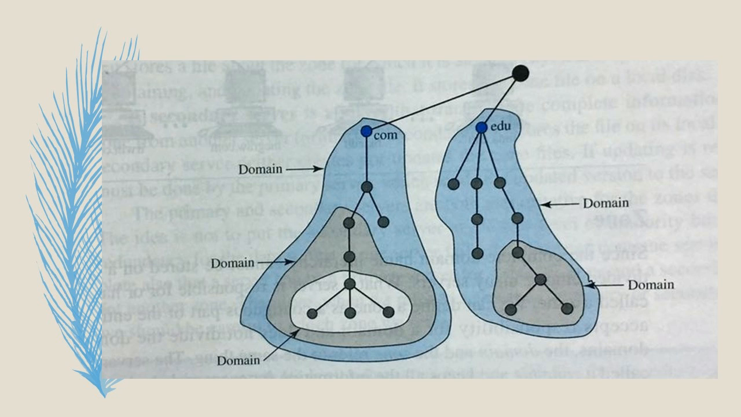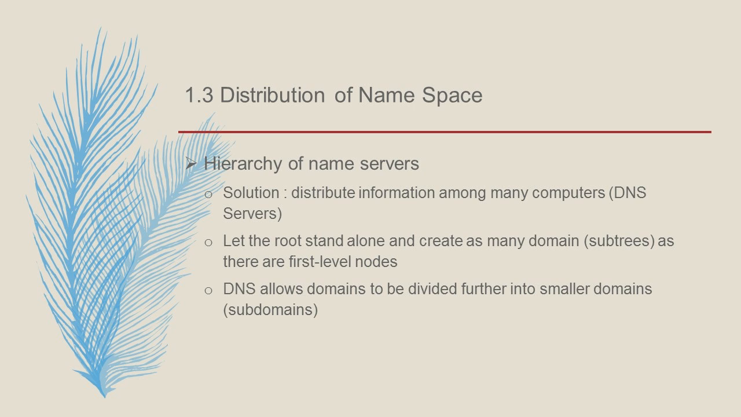The third topic in this chapter is distribution of namespace. A hierarchy of name servers is the solution to distribute the information among many computers called DNS servers. One way to do this is to divide the whole space into many domains based on the first level. In other words, we let the root stand alone and create as many domains as there are first level nodes.